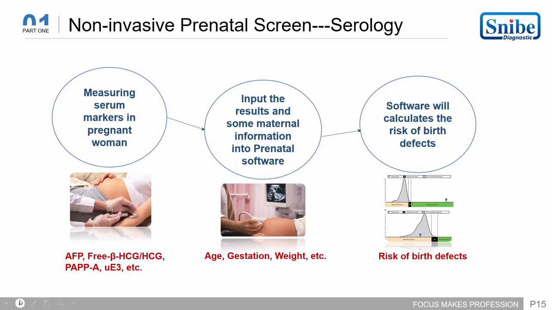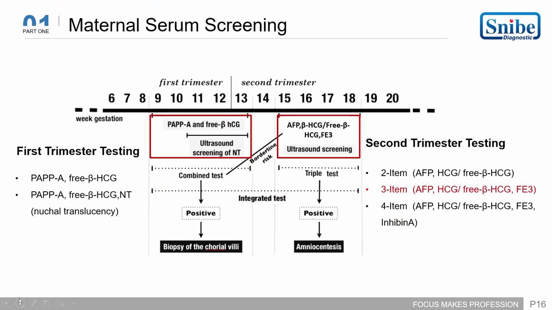If we go to maternal serum screening further, you can divide it into trimesters. From the start of gestation till the 12th week is considered the first trimester. The second trimester is from 13 to 20 weeks. The first trimester tests recommended are PAPP-A, free beta HCG, or NT. Sometimes with these two tests, nuchal translucency, a non-invasive procedure, is also performed.